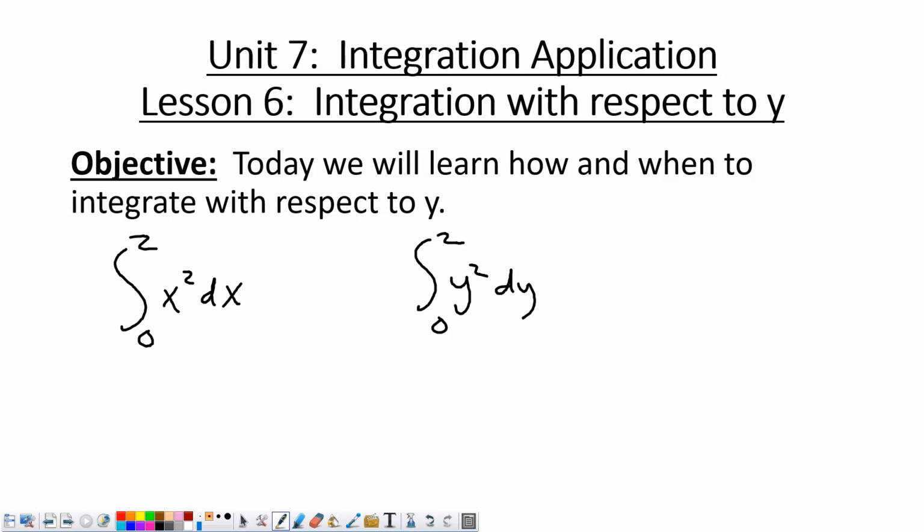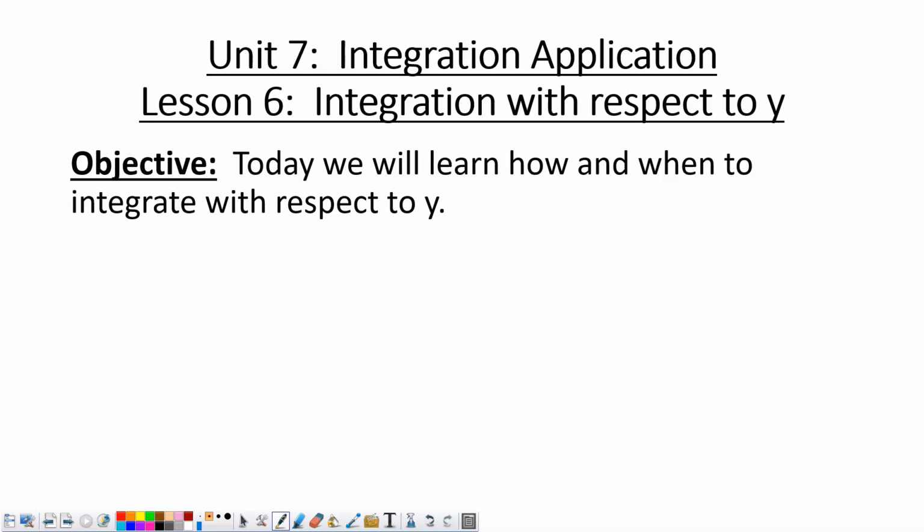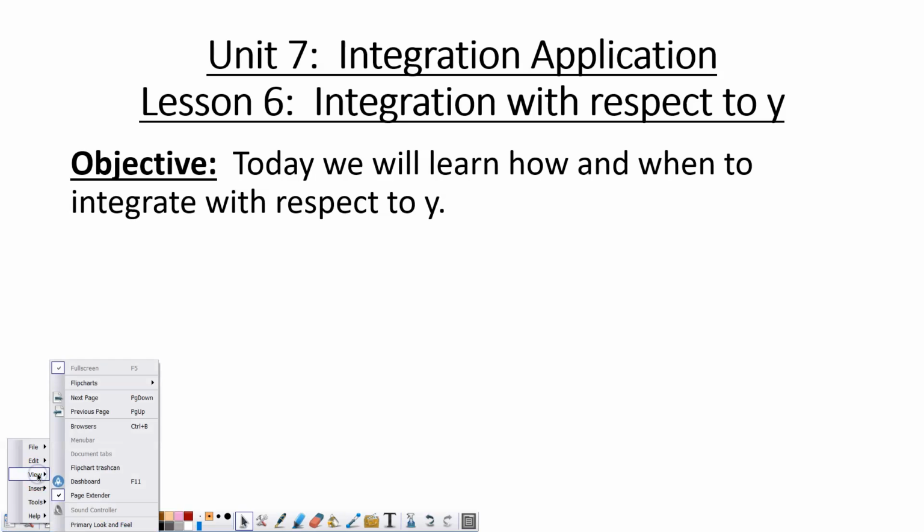The concept is different. So I want you guys to know how to think about this a little bit as we're doing these problems. So let's go ahead and begin here. Let's talk about what a function of x and y even is really quick.